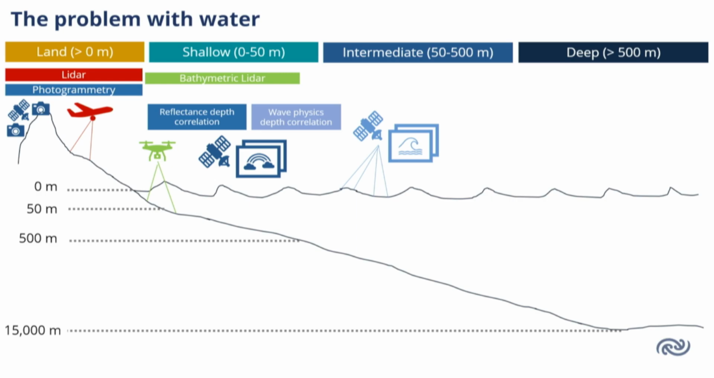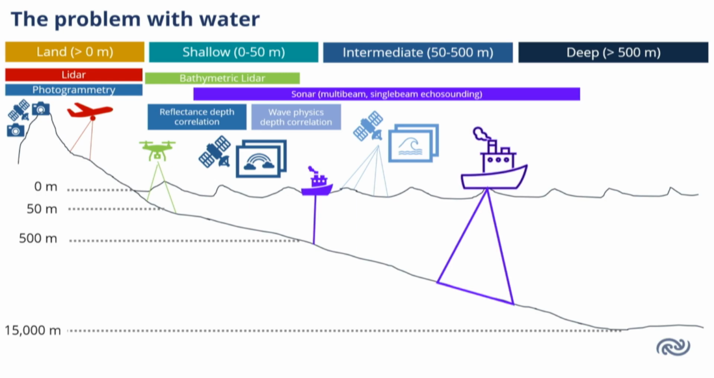But we can go out a bit further into that kind of 50 meters or deeper, further offshore range. If we have a boat, we can go collect some multibeam or single beam echo sounding data. So a single beam is just sending a pulse of light down and measuring the depth via when it bounces back up, kind of similar to lidar, but underwater.